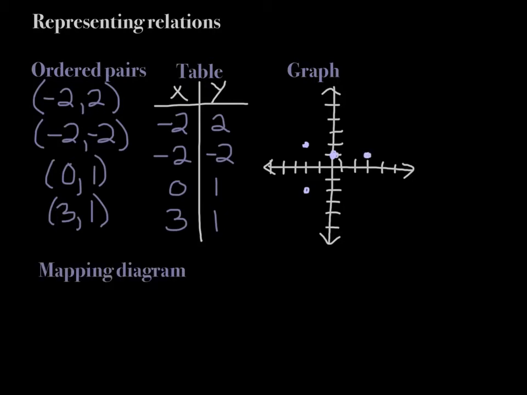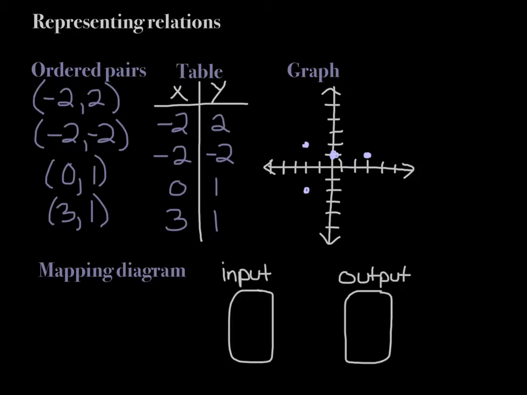Another thing you could do is what we call a mapping diagram. What you do is you write all your inputs in one group and all your outputs in another group, and then you draw arrows like this. So our inputs, the inputs being the X values, we have -2 as an input, we have 0 as an input, and we have 3 as an input. I don't need to write -2 twice, it's only one value. And then our outputs, the lowest is -2, the next lowest is 1, and then the highest is 2. And then we just draw arrows.